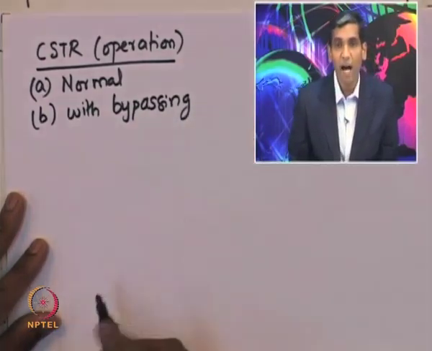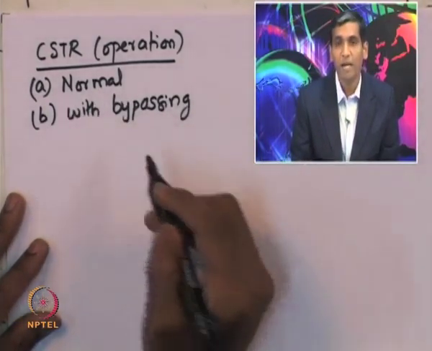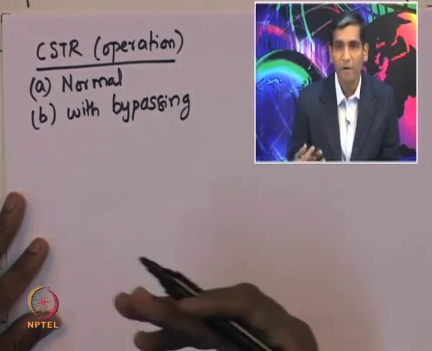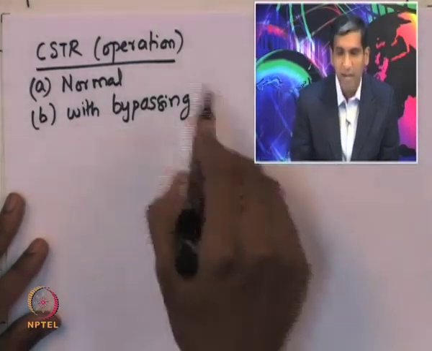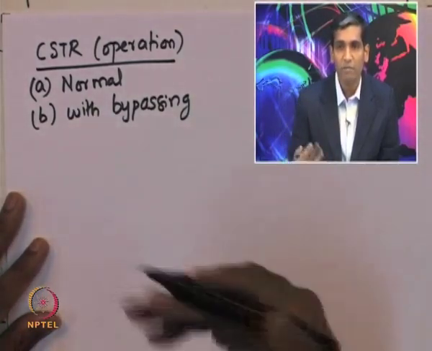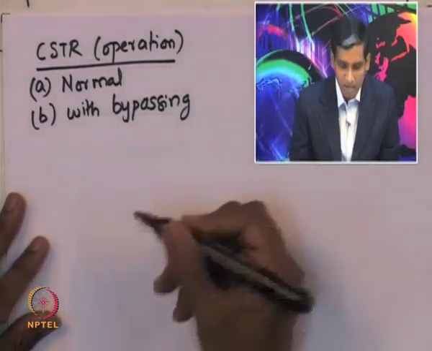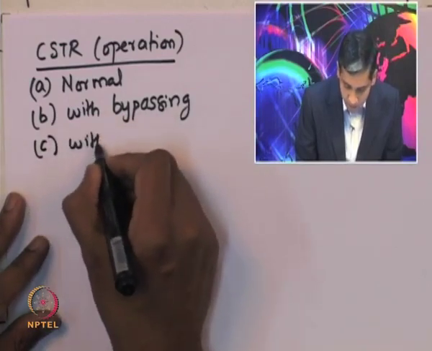If we understand how the residence time curve of a CSTR with bypassing is going to appear, the shape of the curve can provide a clue, and that can be used as a diagnostic tool to find out if there is bypassing in the reactor. And then the third operation is the one with a dead zone.